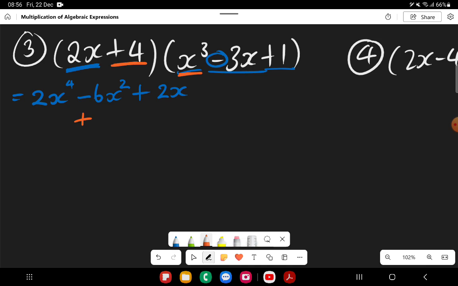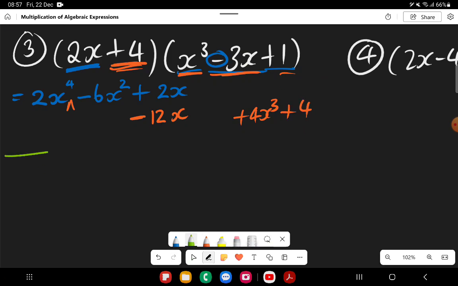Oh, all right. So now I need a space, right? So I'm not going to write it under the 2x. I'll write it here at the end, but technically I should have a space in there. So plus 4x cubed. Now I'm going to say 4 times negative 3x. That's going to be negative 4 times 3 is 12x. And then 4 times 1 is 4.